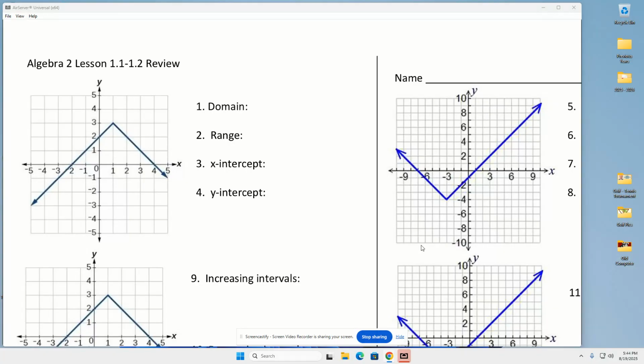So first of all, domain. Now look, domain is left and right. Does this thing ever stop going left? Does it ever stop going right?